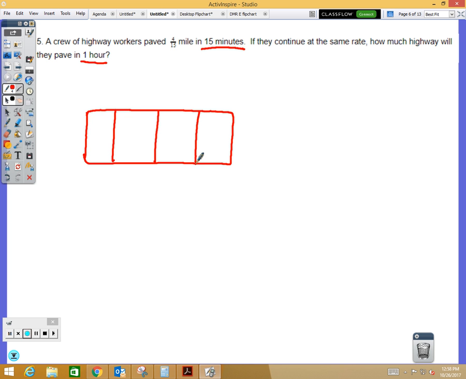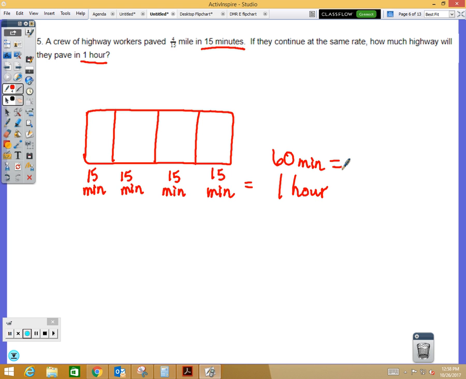And again, we could even say this is 15 minutes, 15 minutes, 15 minutes, 15 minutes, and it equals 1 hour. 60 minutes equals 1 hour. So I haven't even talked about the miles yet. I see the miles as 4/15. That's not a nice looking fraction, but I'm going to deal with that in a second. I needed to first know how many boxes I needed. And I needed 4 of them because 15, 15, 15, and 15 gives me 60 minutes, which is an hour.